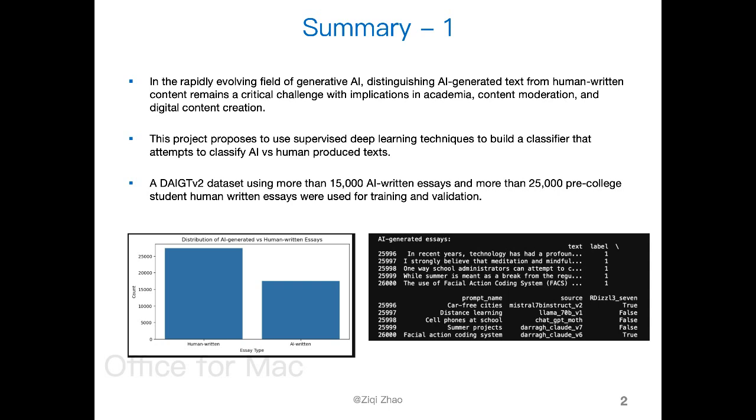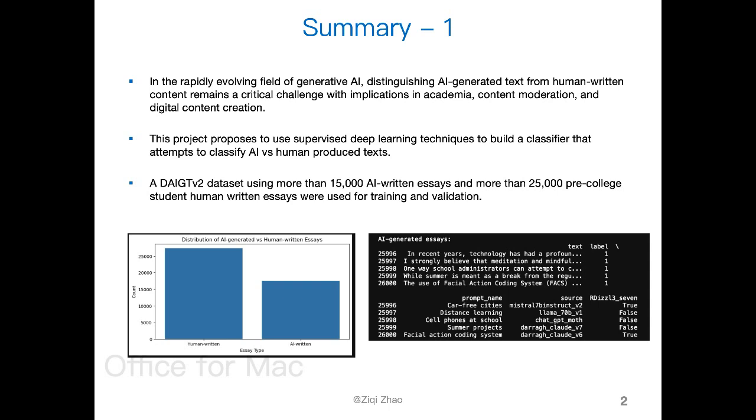The dataset I have chosen is a popular dataset on Kaggle. It is called the DAIGT V2 dataset and has over 40,000 essays in total, with over 25,000 being human-written from 6th to 12th grade pre-college students, and 15,000 or more AI-written essays.